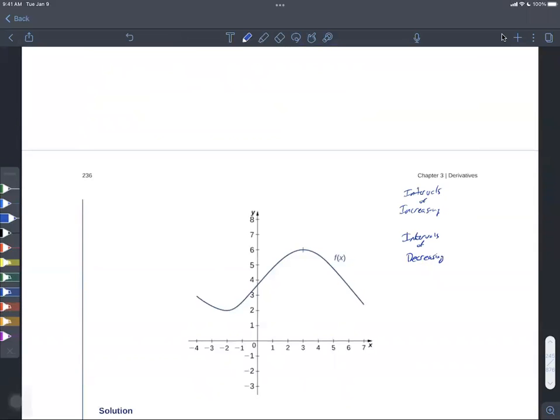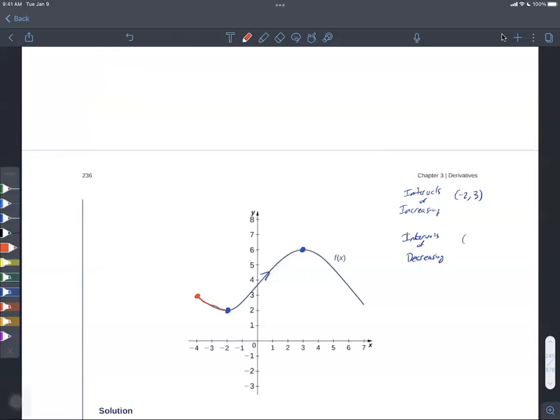So where is this function increasing? And I should have done this in a different color. So I'll start with the increasing and I'll do it in blue. This function is increasing on this interval here, from blue dot to blue dot. And that looks to be from -2 to 3. Is it increasing anywhere else? No. I'm going to show decreasing with red. I'll just highlight it in red.